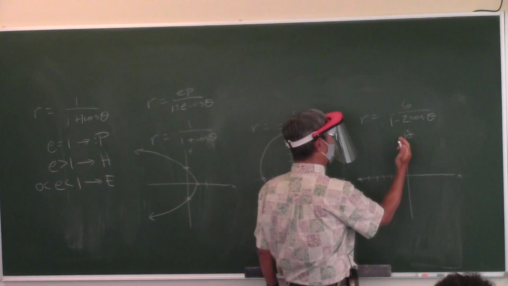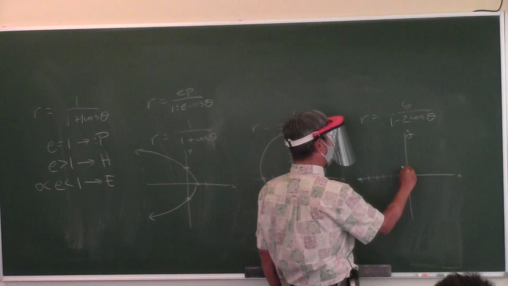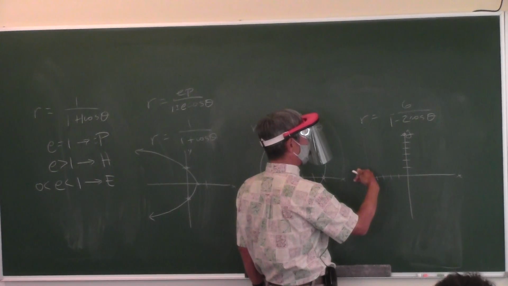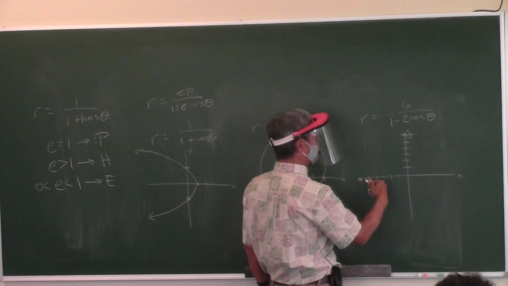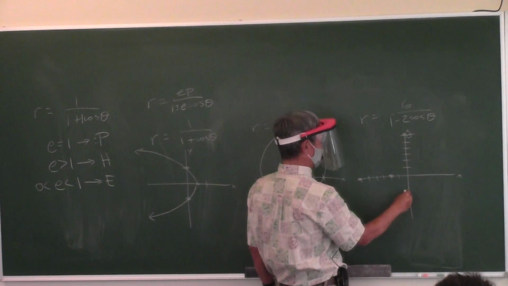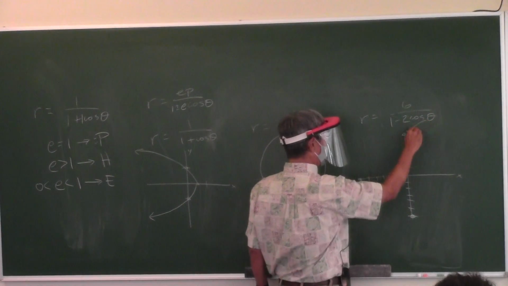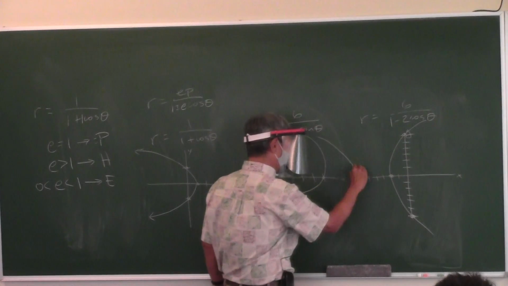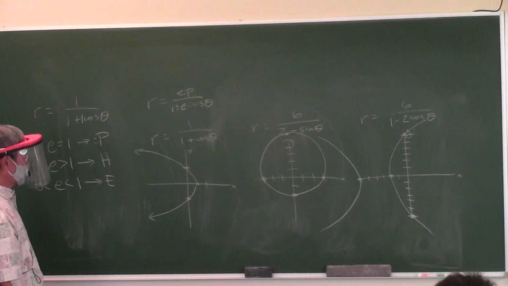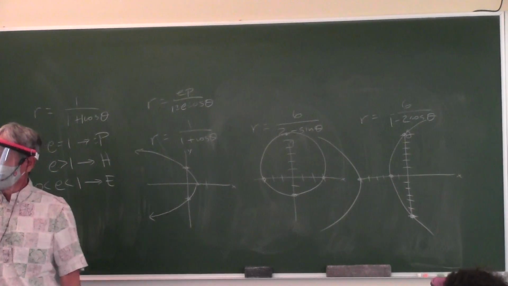Pi over 2. 1, 2, 3, 4, 5, 6. Pi. 2. And then 3 pi over 2. 6. 1, 2, 3, 4, 5, 6. So here we go. We got a hyperbola. One branch is over here, and the other branch can be over there. So these are the conic sections. Tonight you have a parabola, but on the test, who knows, right?